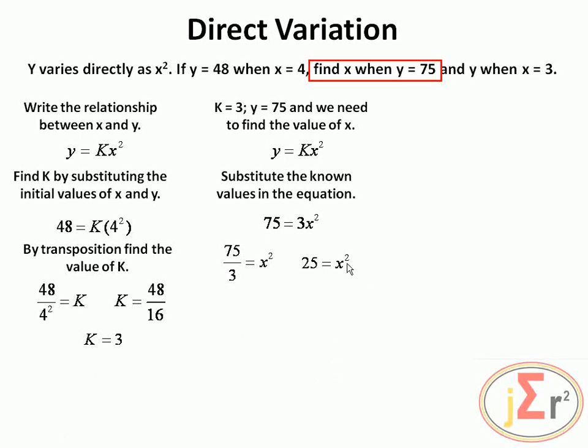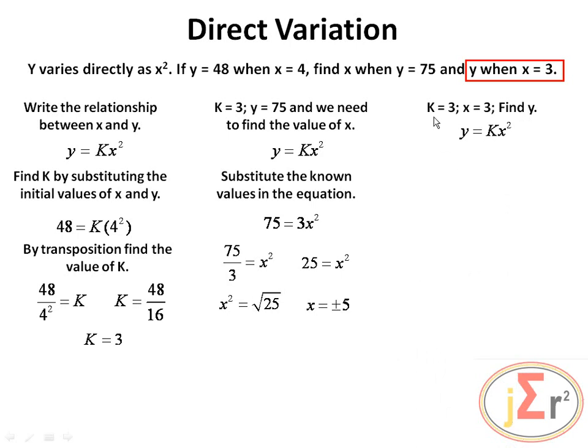And we have x squared. In order to find x, we have to do the square root. So x is equal to plus or minus 5. Positive or negative 5. Usually in direct variation, we just use positive 5. But do not forget that a number has 2 square roots.